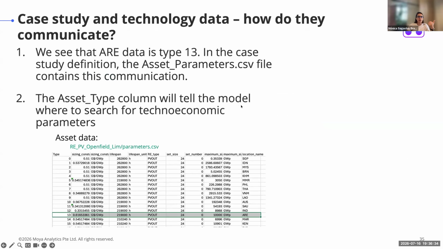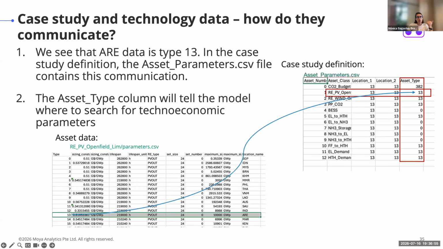This is how Stevens communicates within files for the user input, so you can know how to design your case study. We have that asset type column, just a reminder. So we know that this is asset number 13 for PV open field at least. And when we go and build the asset parameters, which has the network structure, first of all, these first four columns tell us where things are located. And then we have that, okay, PV open field, which is this asset, is asset type 13. Then the column for type is going to have that value.